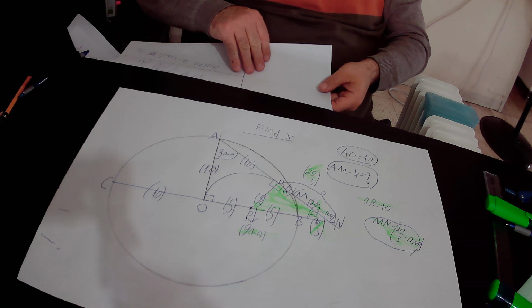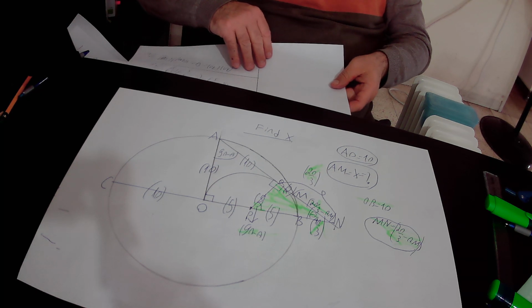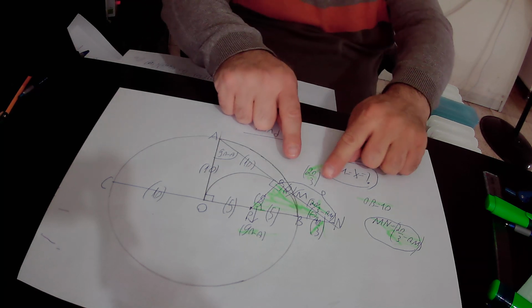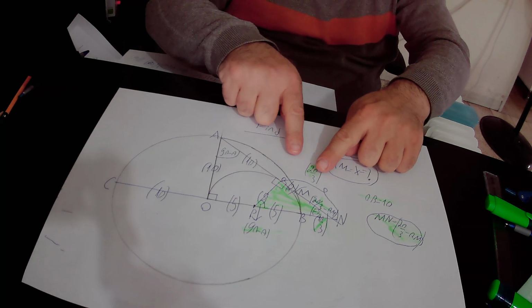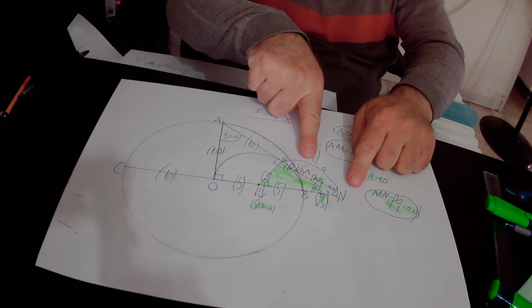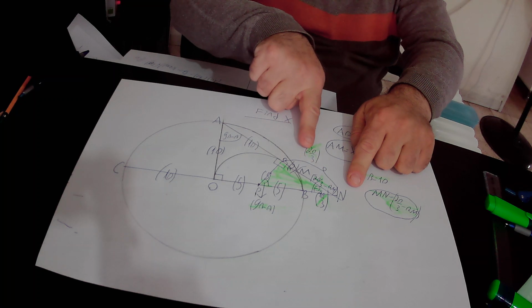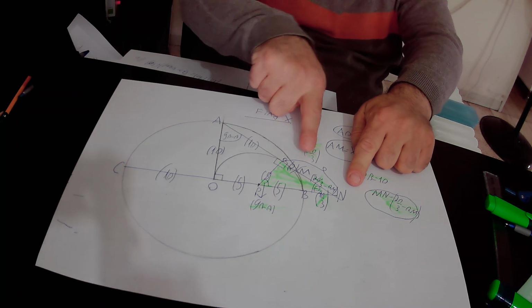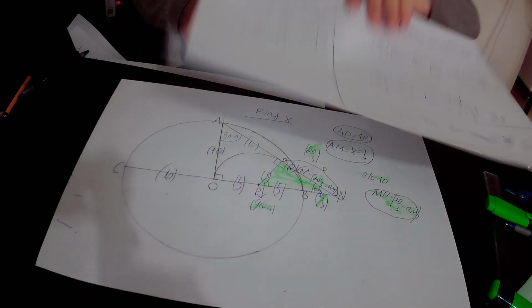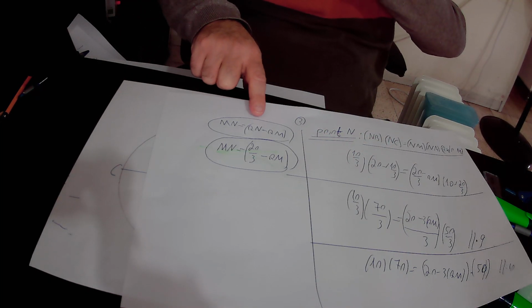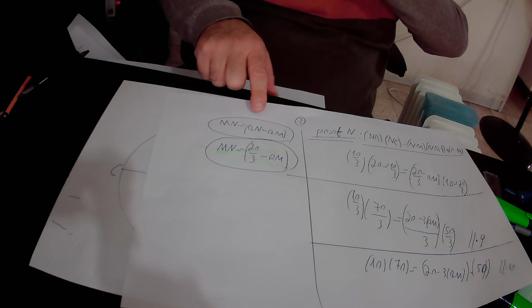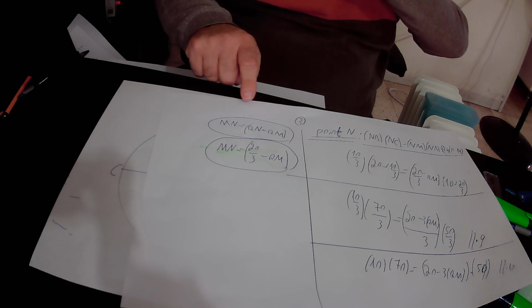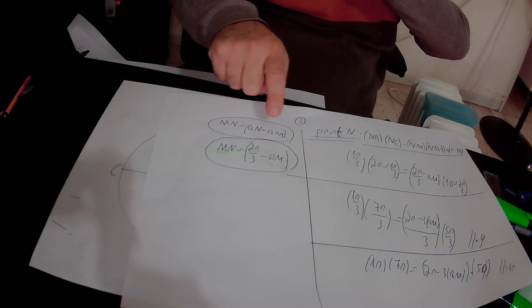Okay, then we need to find the length of this line segment MN. From the drawing it is very easy to see that MN equals QN minus QM. Repeat again, MN equals QN minus QM. QN is 20 over 3, so MN in total equals 20 over 3 minus QM.